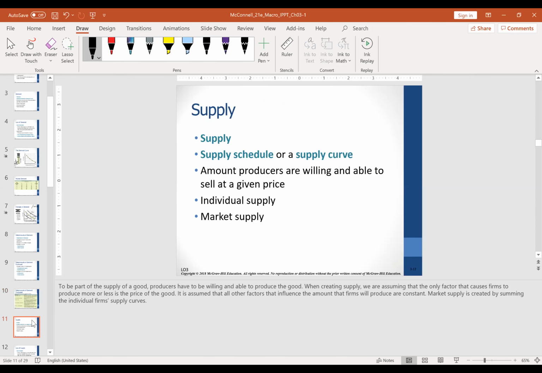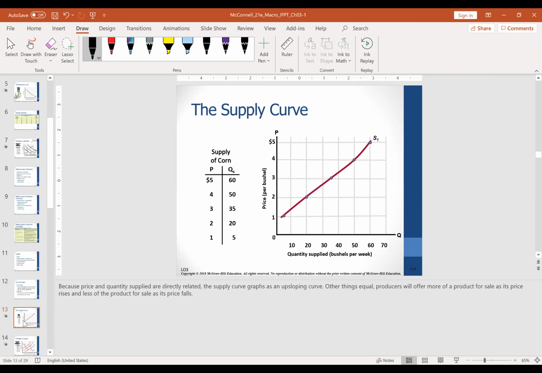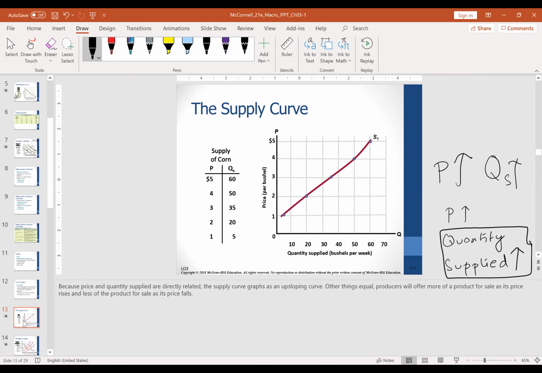Now, the other thing we are going to look at is the supply curve. The demand curve slopes down, and the supply curve slopes up. The supply curve shows a relation between price and quantity supplied. When price increases, we will say that quantity supplied increases. So there is a positive relation between price and quantity supplied.